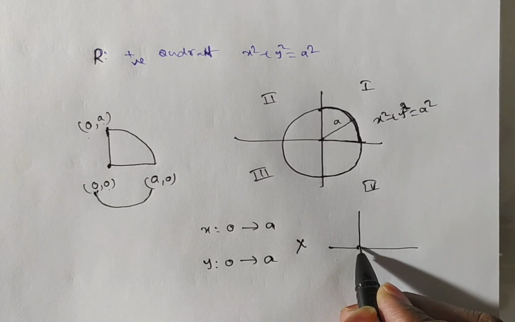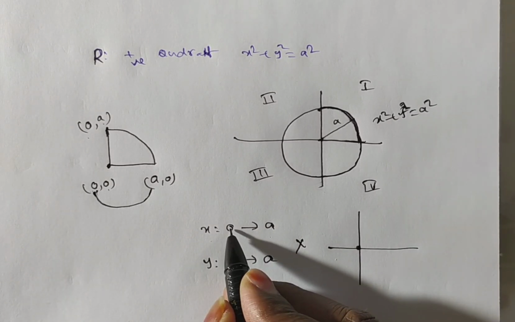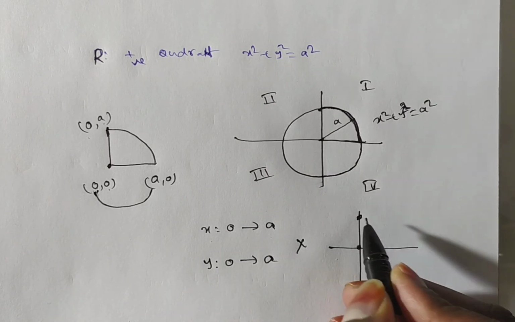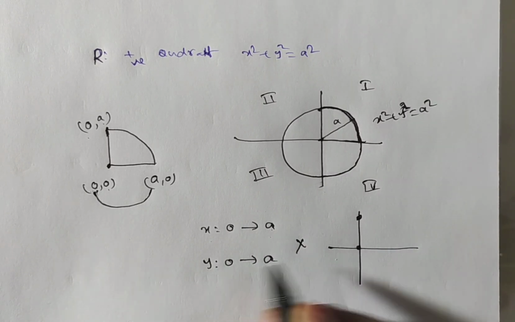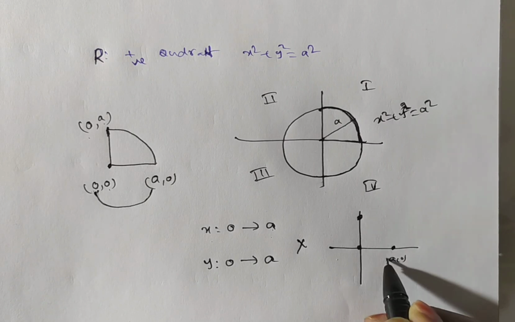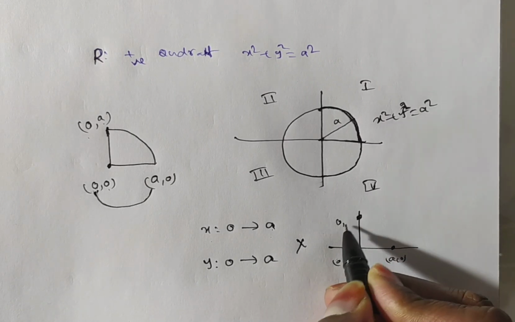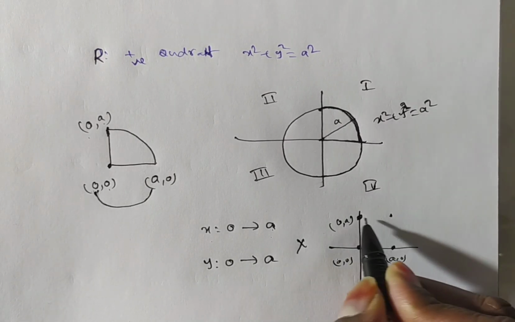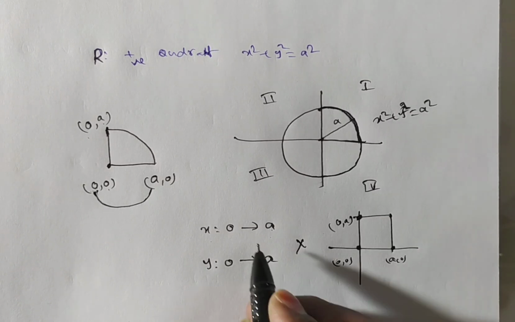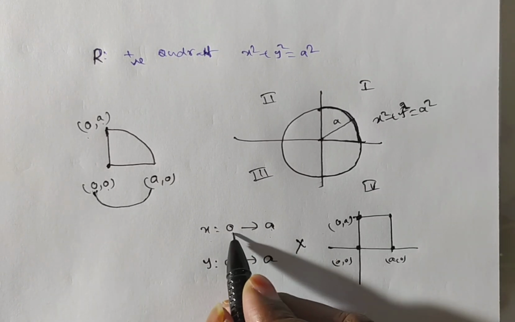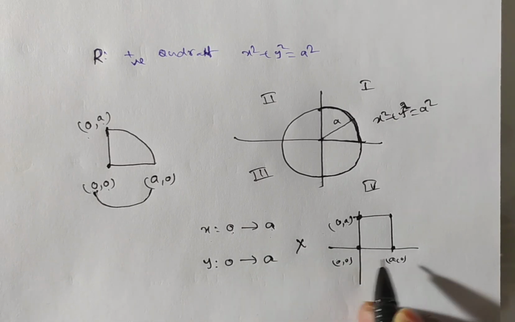Now the points (0, 0), (0, a), and (a, 0): (a, 0) is this one, (0, 0) is this one and (0, a) is this one, and the point (a, a) is this one. Now you observe what you are getting if you use these points.